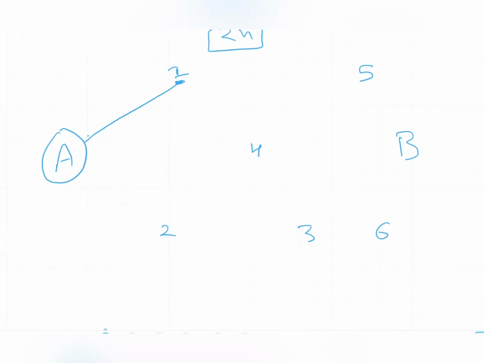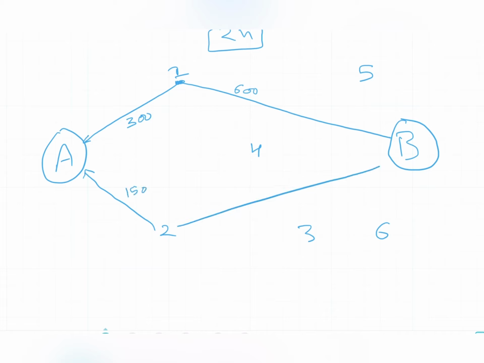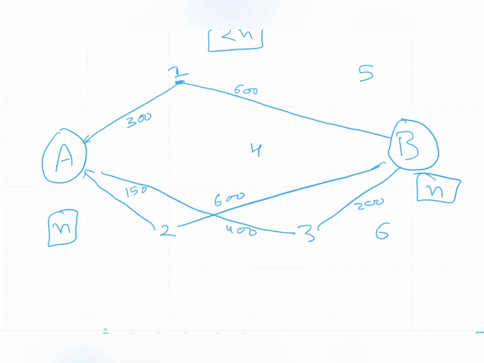So for 1 to fly to A, it might cost him, let's say, $300. To fly to city B, it might cost him $600, right? For 2 also it may be similar, 150, 600. For 3 it may be opposite. For example, this one is 200, this one is 400, something like that, right? So overall the company wants to minimize its expenses, but it wants to interview n young people in this office and n young people in this office, right?